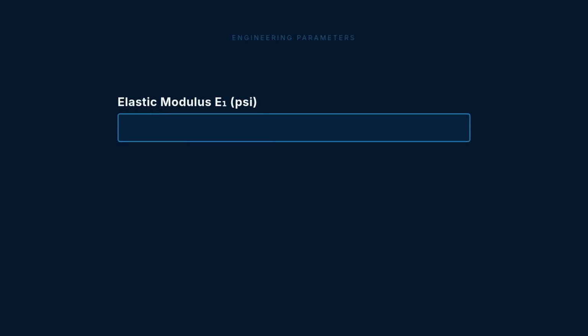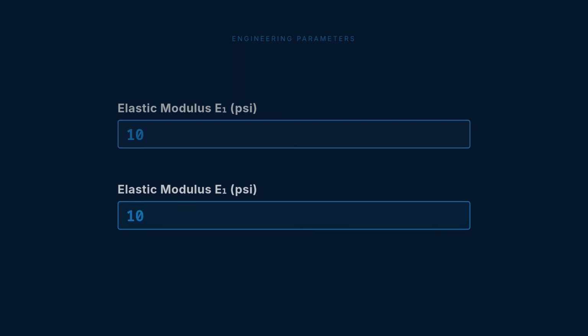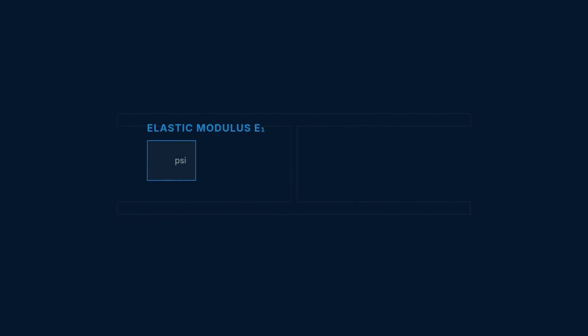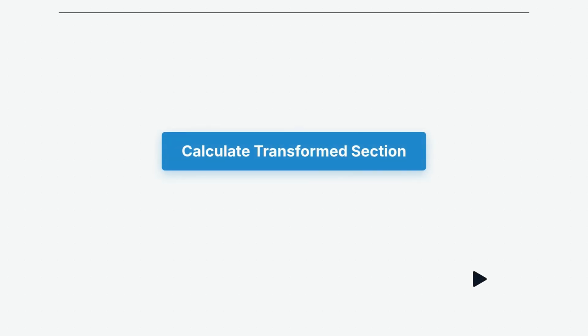Now enter the elastic modulus E1 in psi. I'll use 10. Input another elastic modulus E1 in psi, also 10. The final input is elastic modulus E1 in psi, entering 10 again. Now, simply click the button below to calculate the transformed section.